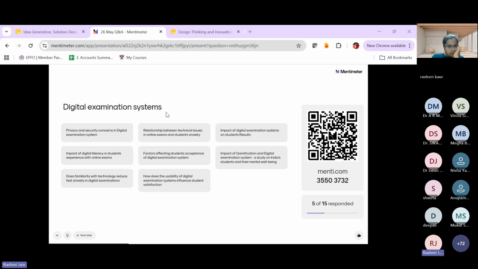How does the usability of digital examination systems influence student satisfaction? That is a good point. Does familiarity with technology reduce test anxiety in digital examination? Oh, that's a great one. That's a very good way. That's an excellent problem framing.